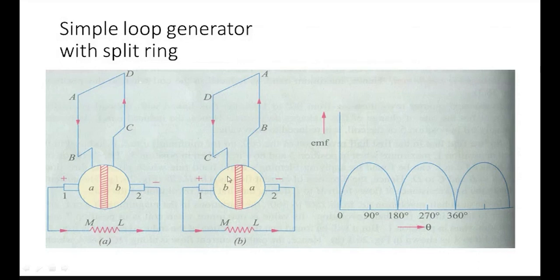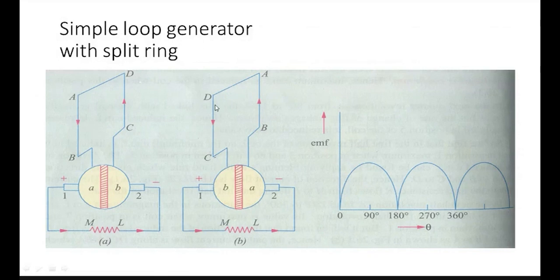Now another half revolution. Here the C to D conductor has moved nearby the north pole, and the A to B conductor is nearby the south pole. But the current direction in the external circuit is not reversed. Only the conductors are interchanged, from north pole to south pole and south pole to north pole.